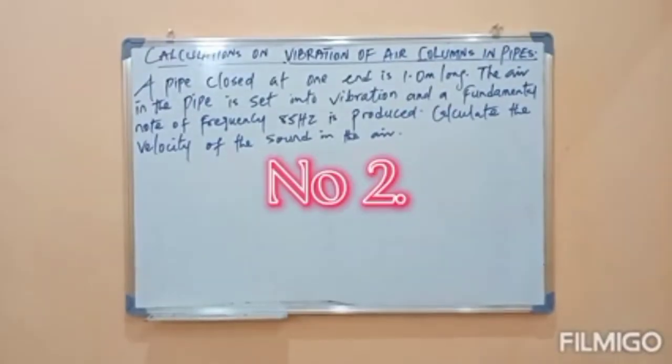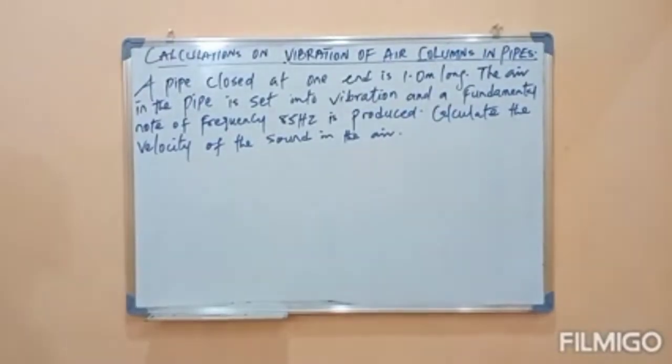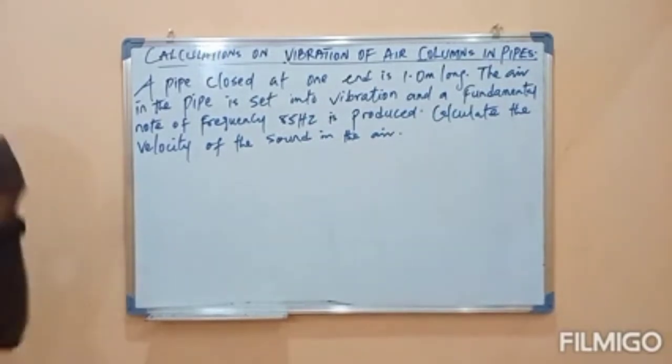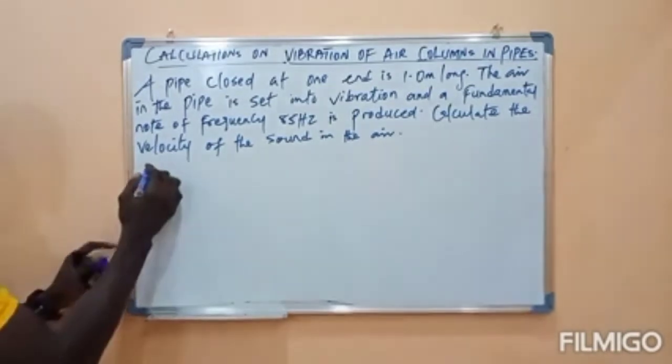Question number 2 says a pipe closed at one end is 1 meter long. The air in the pipe is set into vibration and a fundamental note of frequency 85 Hertz is produced. Calculate the velocity of the sound in the air. I just turned around the first question so you don't panic in case you are asked to find velocity. Solution.